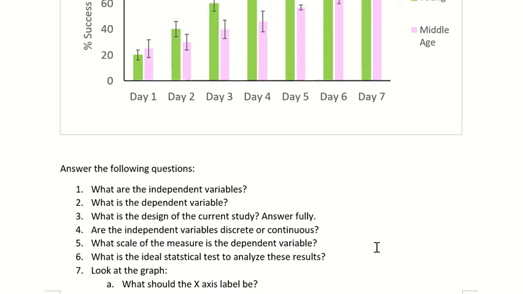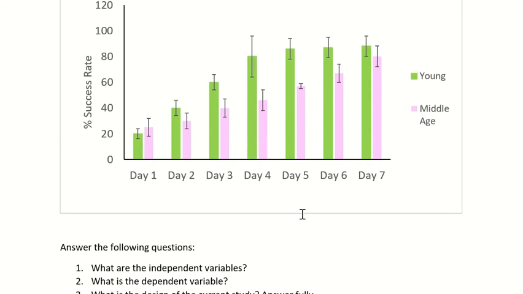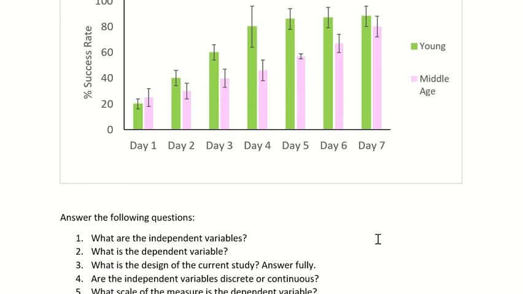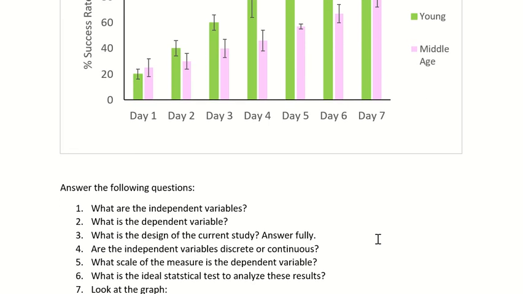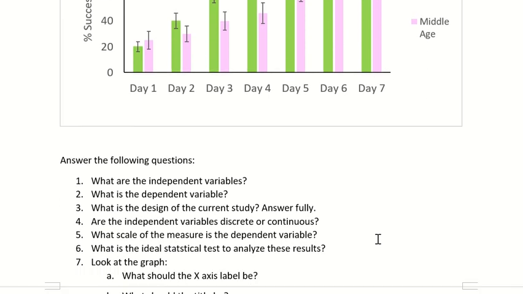Now number 6, what is the ideal statistical test to analyze these results? Now we determined this is a mixed design, right? So what you need to do is a 7 by 2 factorial mixed ANOVA. That would be the appropriate statistical test to analyze these results.